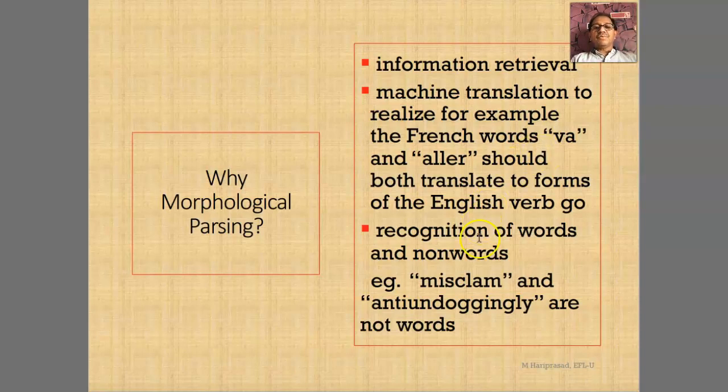And then we also need morphological parsing for recognition of words and non-words. What is a word, what is not a word? So if Miss Clam, is that a word? No. How do we know? When we do morphological parsing, we'll know there is no stem as clam anywhere in the lexicon. Similarly, a word like anti-undoggingly doesn't exist in English, right? So morphological parsers are helpful in recognizing words and non-words in a particular text.